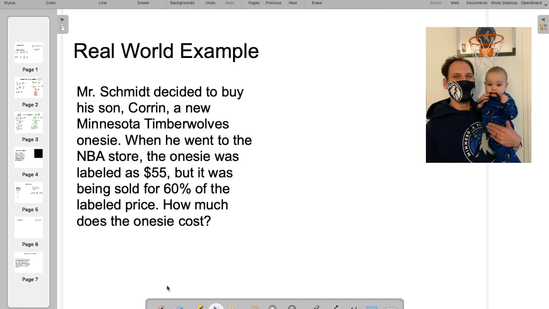And in order to solve this problem, we need to identify the keywords or phrases. The first thing that I hope jumps out at you is the jersey was originally $55. Now it is being sold for 60% of the original price. Well, we covered in the second slide of this video that "percent of" almost always means multiply. So we need to multiply 60% times $55.